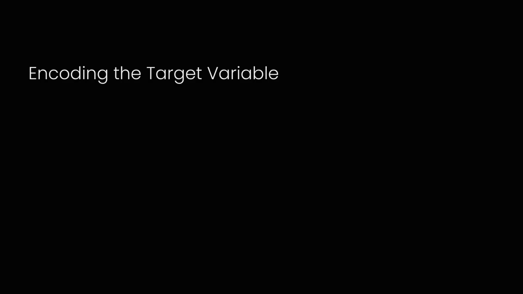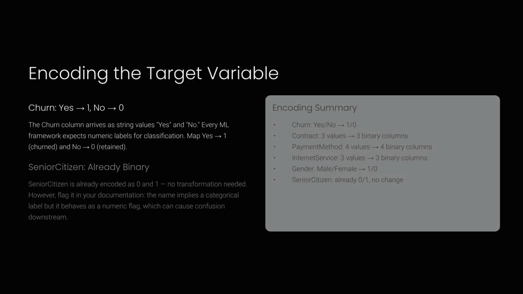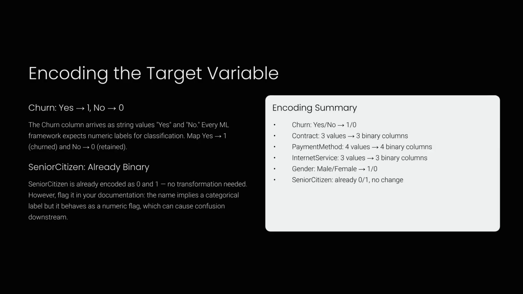mapping yes to 1 and no to 0. The SeniorCitizen column is already 0/1, but should be noted as a numeric flag behaving like a categorical label. The summary lists all necessary encoding.